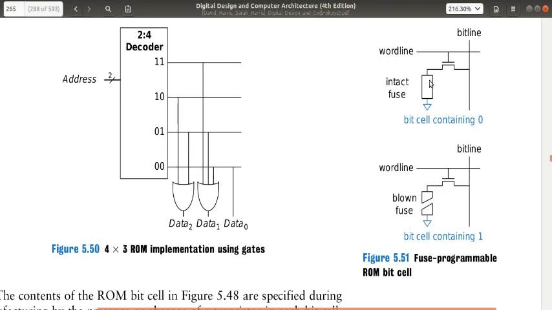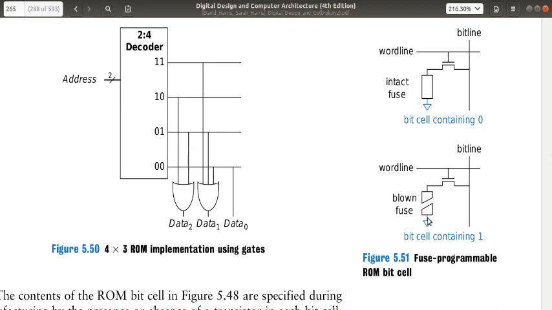For that, what manufacturers did was they gave a fuse here, a sort of fuse. So if you kept the fuse intact, then this cell was a 0, and if you blow off this fuse, that is, if you melt off the fuse, then this cell was a 1. So this programmable ROM, when you buy it, it would be all zeros, and depending on your purpose you can program it one time, right?